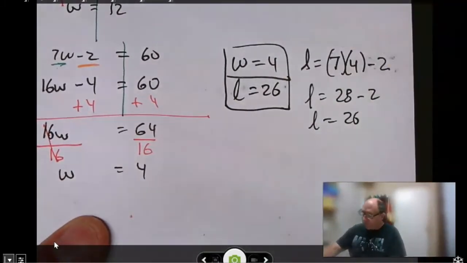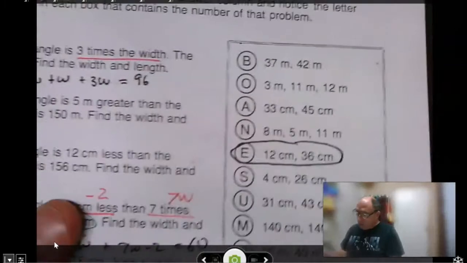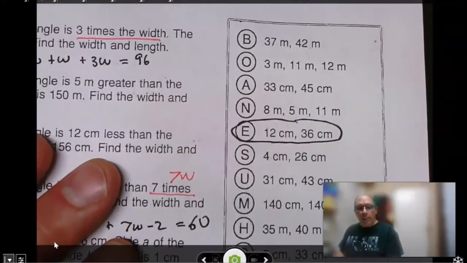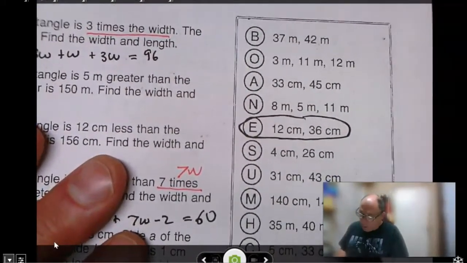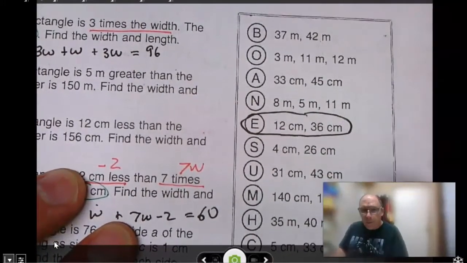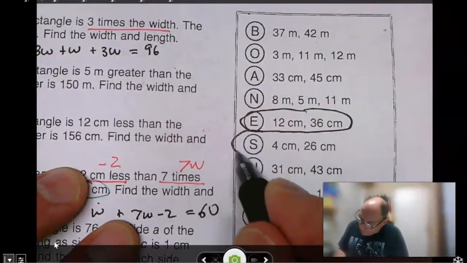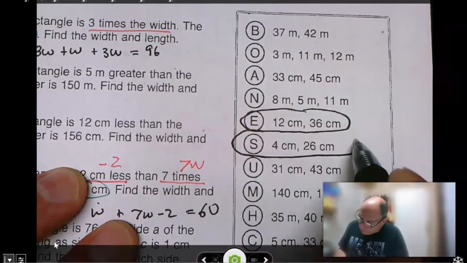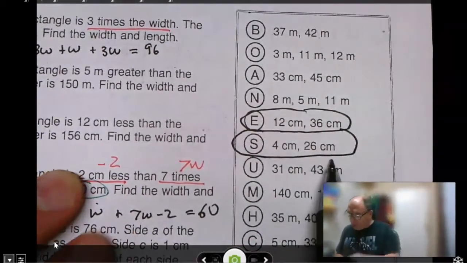So this is what I wrote. Width is 4, the length was 7 times the width minus 2, 28 minus 2. So we're looking for a 4 and a 26. Flip the paper over, let's find it. 4 and a 26. Where do you guys see it anywhere? 4 and 26. Yeah, right below. You guys are fast. You found it faster than me. Okay, 4 and a 26.